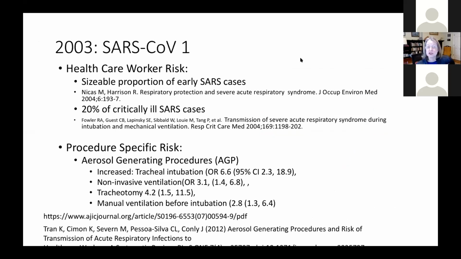Okay, fast forward now to SARS in 2003. Here's where we started to see healthcare worker risk being identified, with a sizable proportion of early SARS cases being critically ill healthcare workers. And the idea of AGPs, the procedure-specific risk, started to come out, both in individual case reports and then a more recent meta-analysis that identified several specific tasks as being associated with increased risk. And as we talk later about aerosol generation and transmission, this will make sense. And you'll see why there's a more expanded list of aerosol generating procedures.